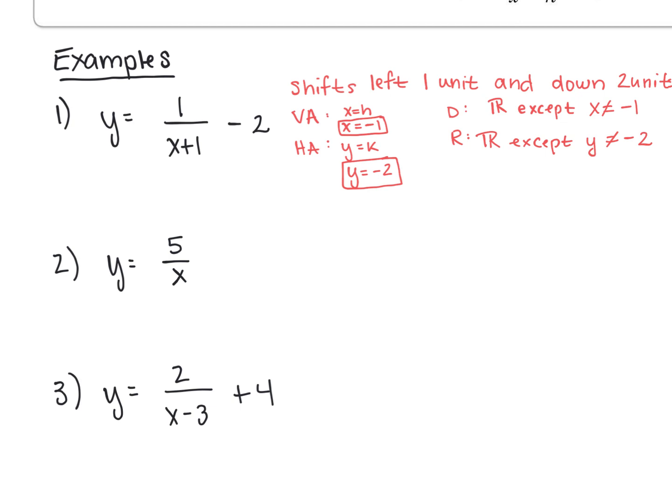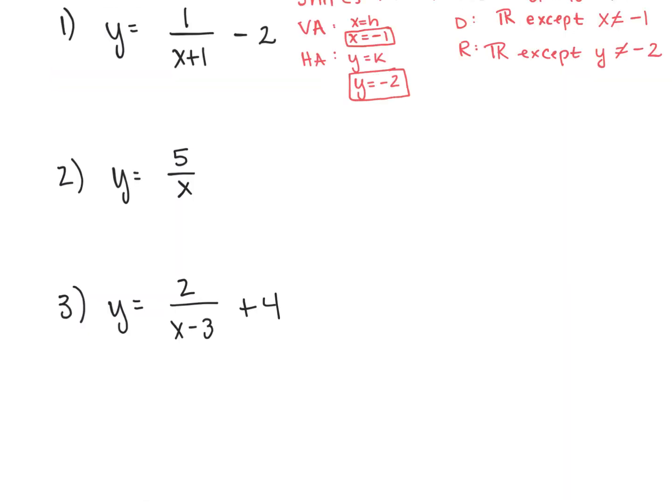Okay, since number 2 just has that value of 5 on the numerator, that is our a. So we are going to say our function is stretched by a factor of 5. Now there's no h or k in this situation, so we have no change to left, right, up, or down. That means that our asymptotes and our domain and range stay the same as our parent function.